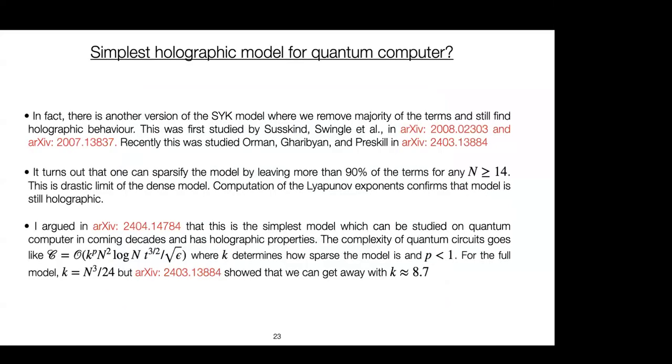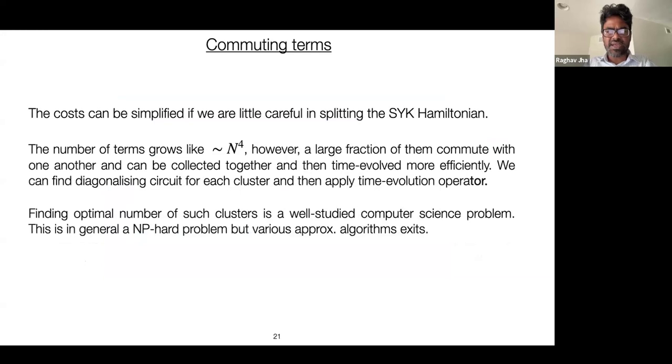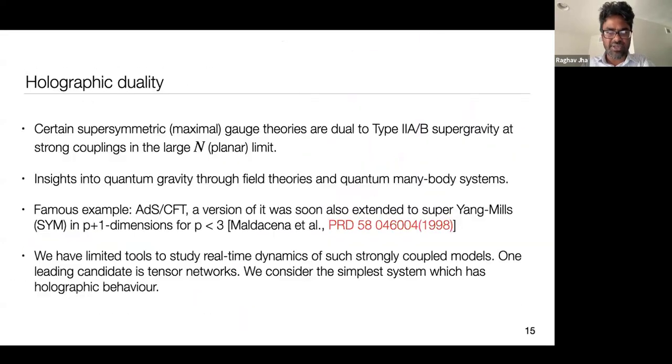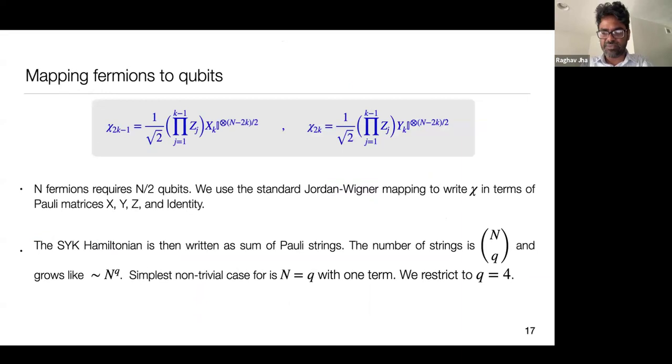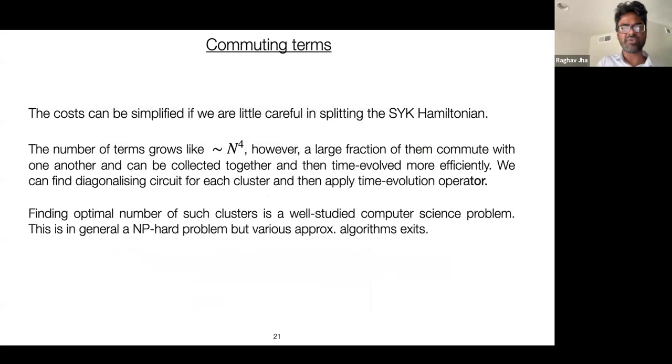Okay, thanks. Okay, so everything I talked about until now was related to the dense SYK Hamiltonian, right? The dense SYK Hamiltonian is where you have the number of terms growing like n to the 4th. So if there's a 4-body interaction, the number of terms grows like n to the 4th. But this is already hard, there's a lot of terms.